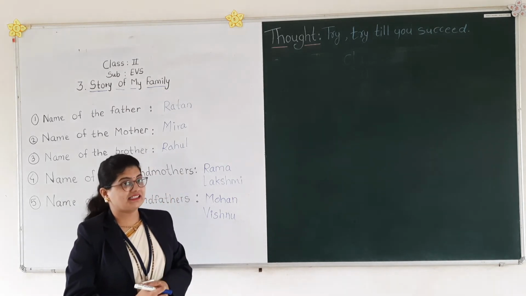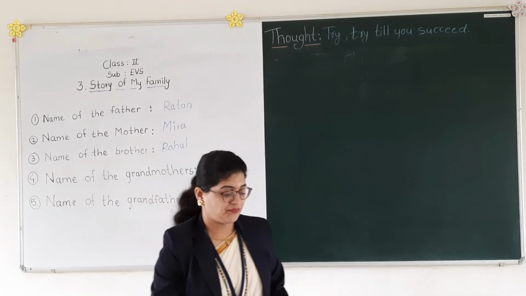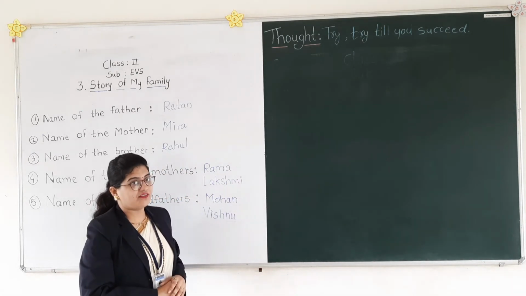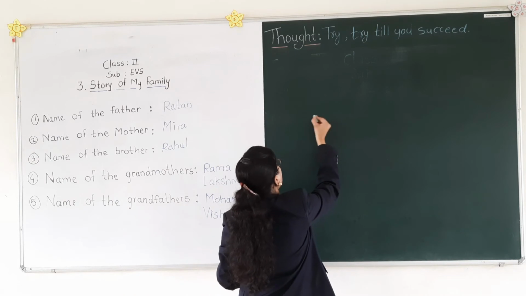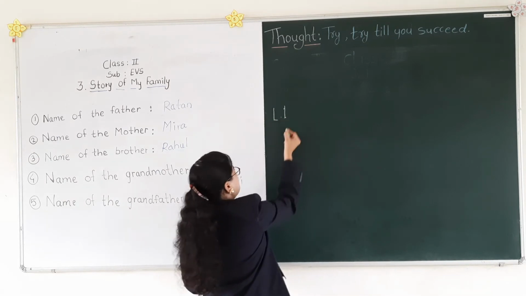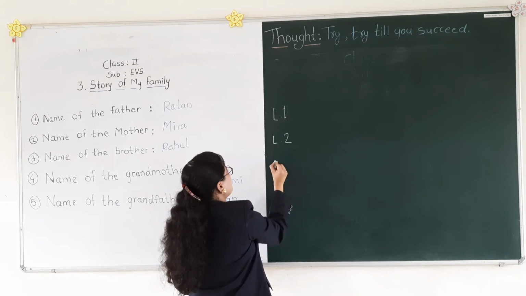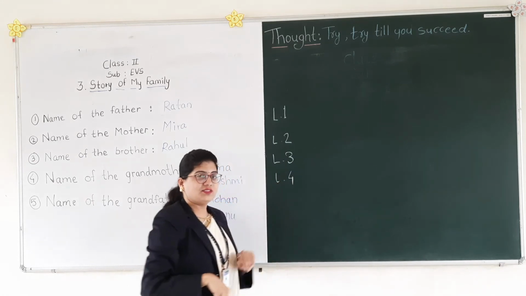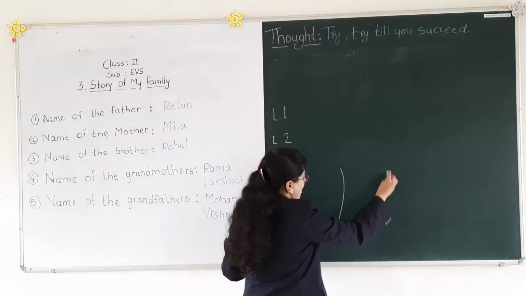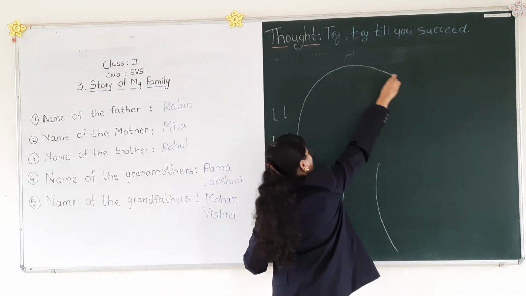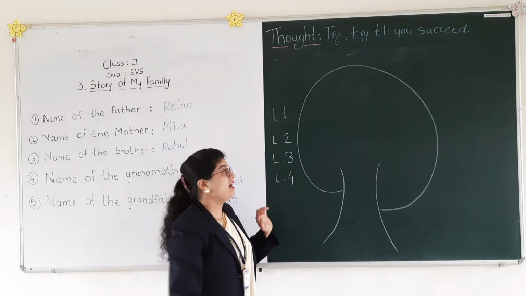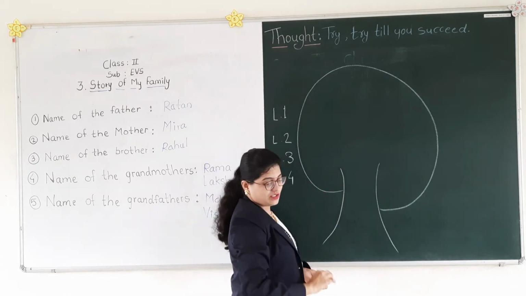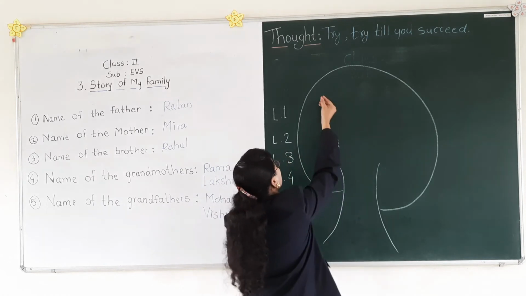Okay, now let us start how to draw a family tree. Okay students, as we all know there are different levels in the family tree. So, we will start with the first level, that is L1, L2, L3 and L4. Alright students, here you can also draw a tree. So, here on the first level, you have to draw your great-grandparents.